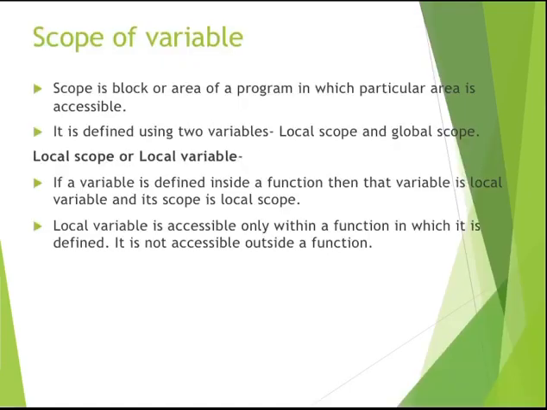Okay, next is scope of variable. Scope is basically a block or area of a program in which a particular variable is accessible. There are two kinds of variables in scope of variable, that is local variable and global variable. We'll see what a local variable is first. If we define a variable inside a function, then that variable is local to that function. That variable will be accessible only inside the function, and will not be accessible outside that function. This is called a local variable.